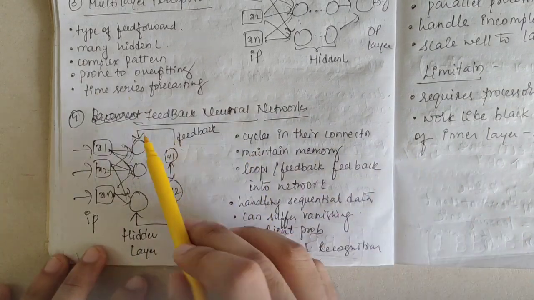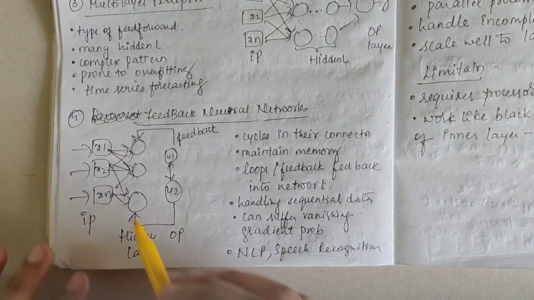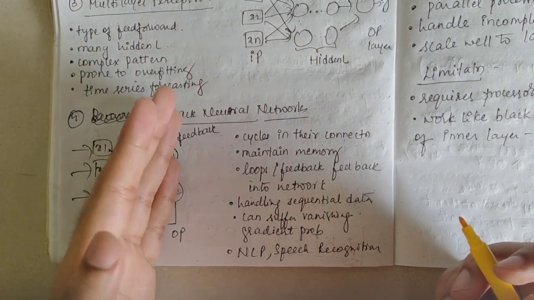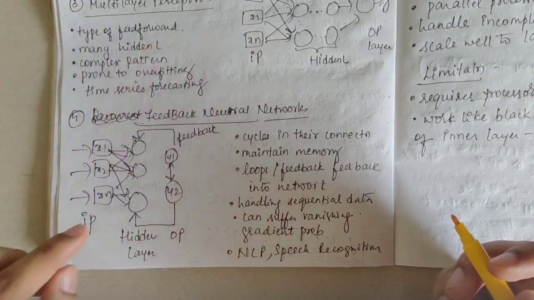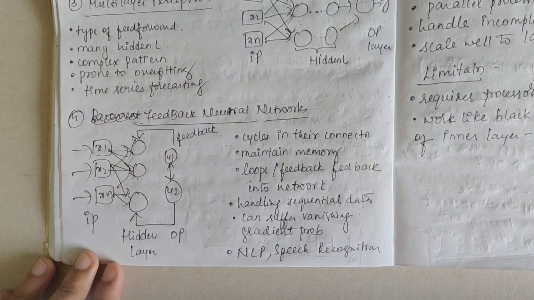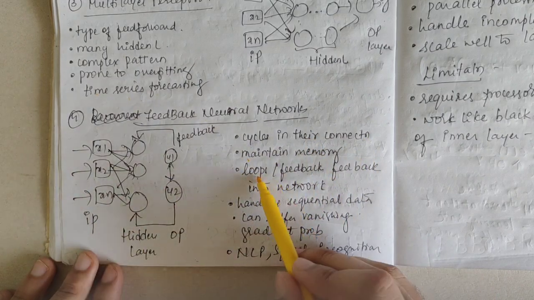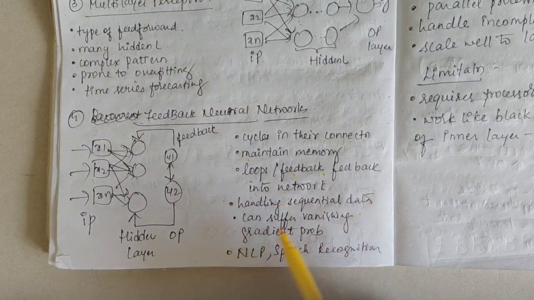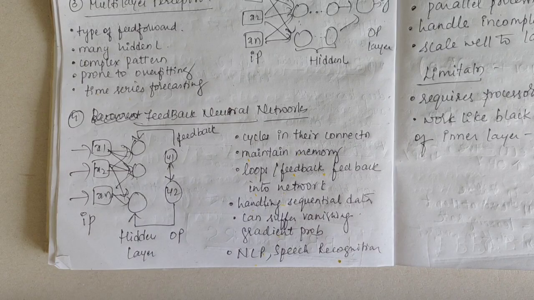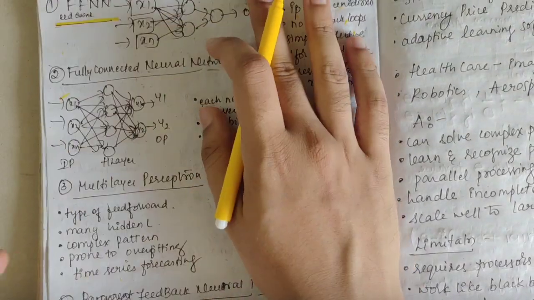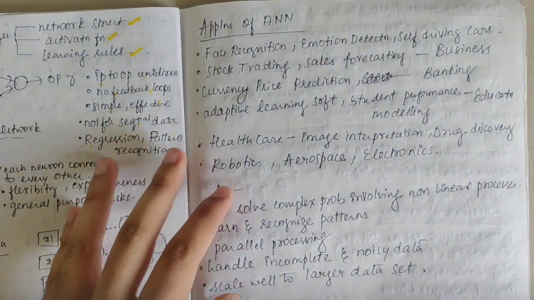that is the feedback neural network. You give an input, and based on the hidden layer, the outputs are generated, and from the outputs, the feedback is given back to the hidden layer. So cycles in the connections are being established here. So it maintains memory, with loops or feedback into the network. It handles sequential data, but it can suffer from the vanishing gradient problem. It is used in natural language processing and speech recognition. So this was about types of ANN. If they ask, I hope you can write this very easily.